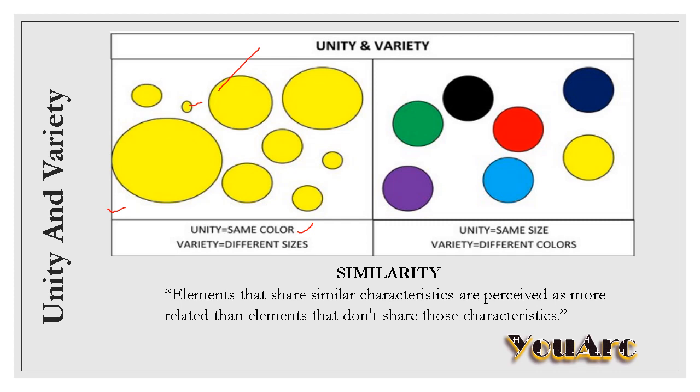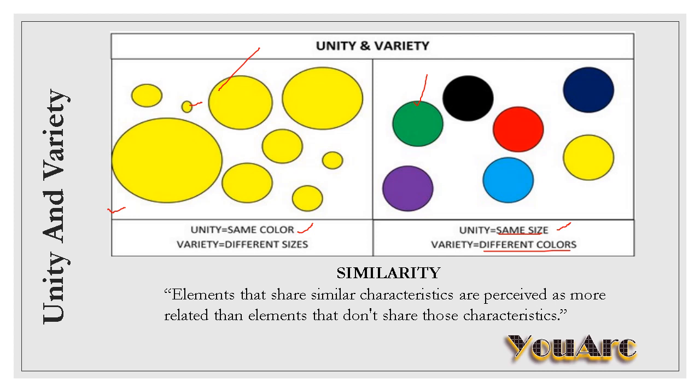So what about this figure? All are similar size, similar shape, but the color is different. So unity is same size and same shape, but the color is the variety here. So this is about unity and variety.